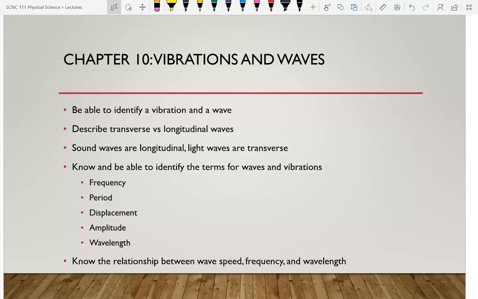The final chapter for review is vibrations. We talked about vibrations versus waves. What is the difference between a vibration and a wave?